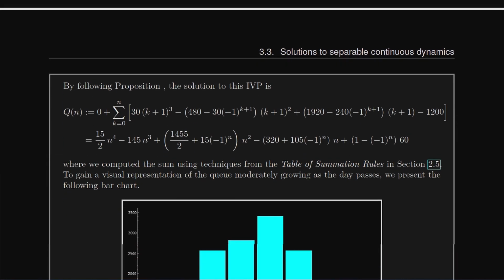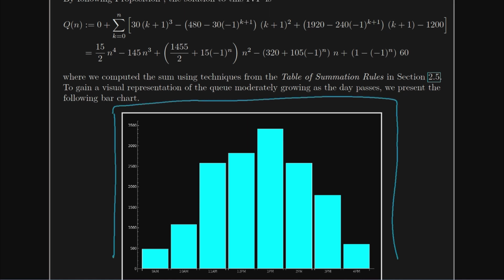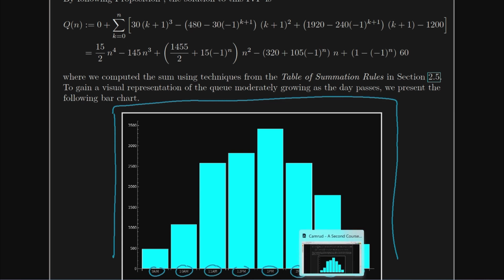So what I've ended up doing is I've gone ahead and plugged this into my computer to actually arrive at the following bar chart, which displays at 9 a.m., 10 a.m., 11 a.m., 12 p.m., 1 p.m., 2 p.m., 3 p.m., and 4 p.m., the number of riders waiting in line. And in particular, we see the maximum number of riders peaking at around 1 p.m., where we have around 3,500 people in line. So we've got to make this line pretty large.